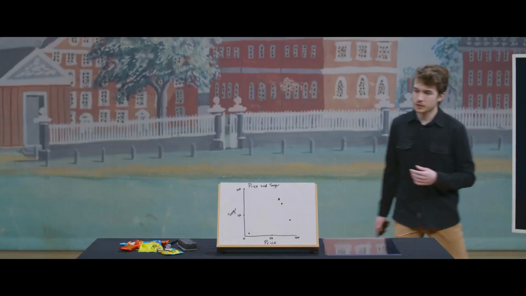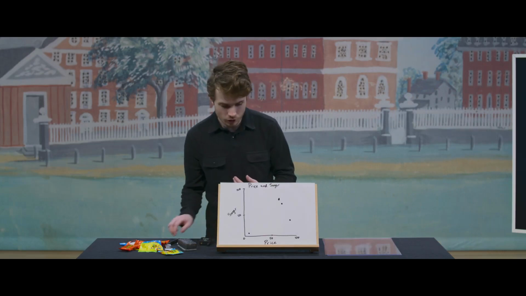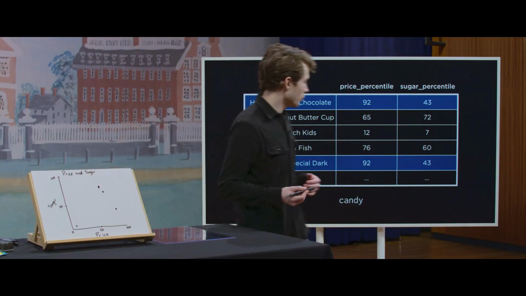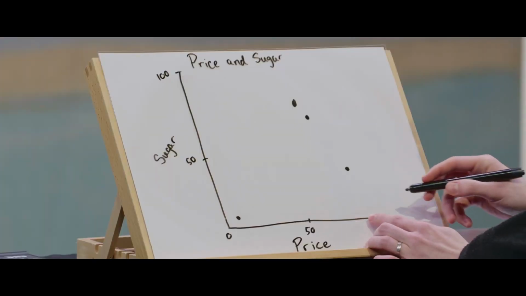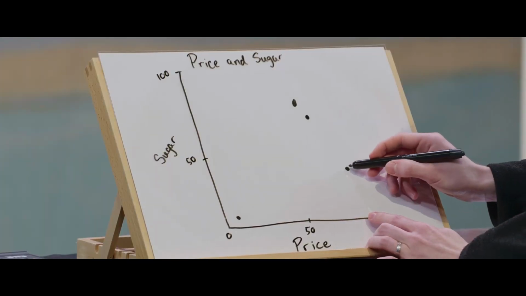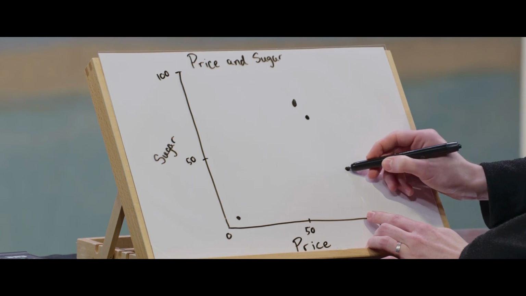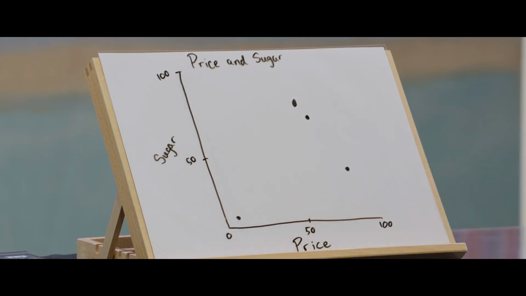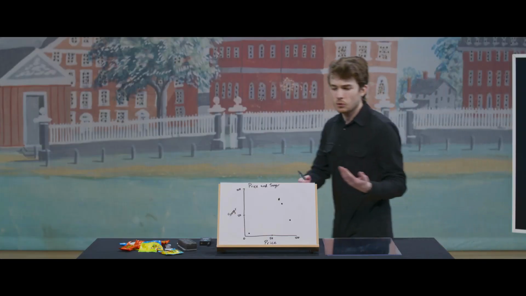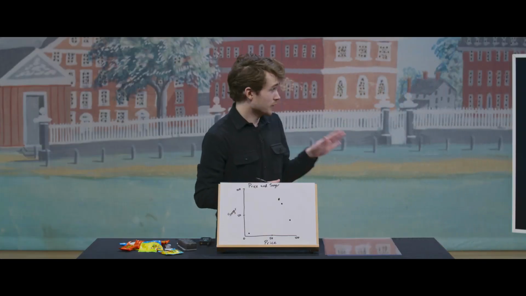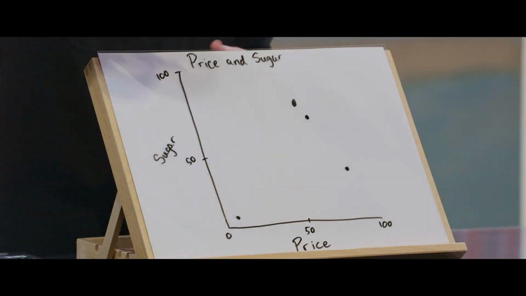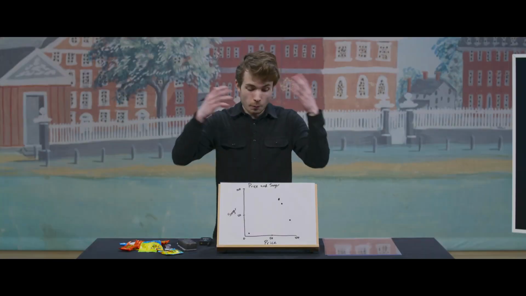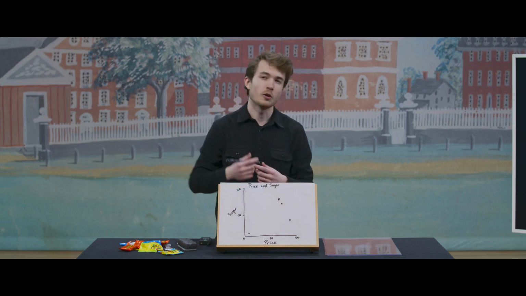If I look at this chart here and want to plot Hershey's Special Dark, I'll say the price percentile is about 92, and the sugar percentile is 43. That would put it right here. So I'll go ahead and plot it just like this, and it seems like these points overlap. So although we've plotted supposedly 5 candies, I see here 1, 2, 3, 4 points. So it seems like I'm now missing a point because these two here are overlapping.